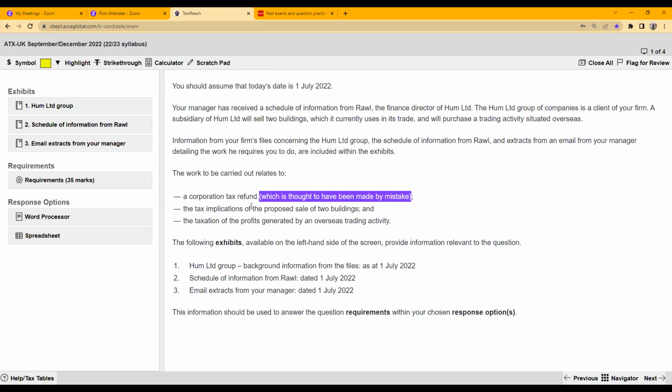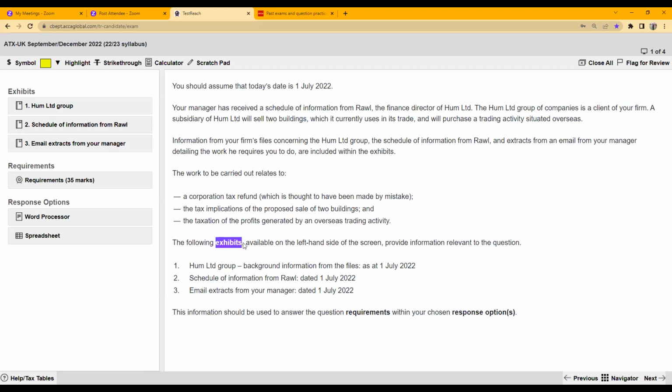Number 2, the tax implications of the proposed sale of 2 buildings, as one of the subsidiaries wants to sell 2 buildings. The tax implications for the proposed sale of the buildings and the taxation of the profits generated by an overseas trading activity. It is not clearly mentioned which form it will be, whether it's an overseas branch or overseas subsidiary. It's not clearly mentioned here, but we need to calculate the taxation of profits generated by the overseas trading activity.